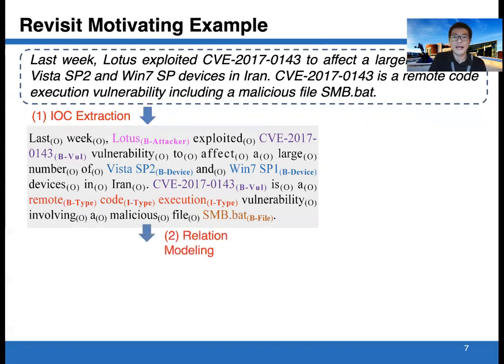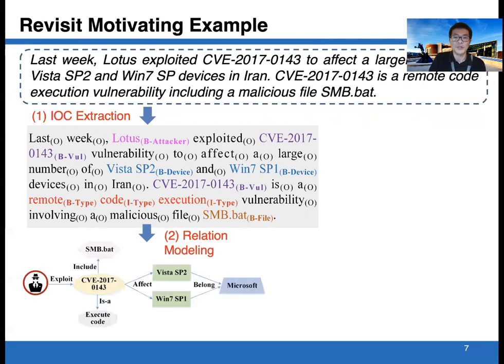HINTI will then utilize the syntactic dependency parser to extract associated relationships between IOCs. Each of the relationships is represented by a triple. For example, in this example, HINTI extracts the relationship triples, such as the Lotus exploits the vulnerability. The vulnerability affects Vista SP2. Then the extracted relational triples are incrementally pulled into a heterogeneous information network.